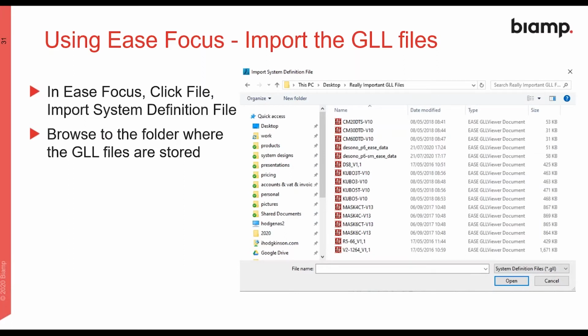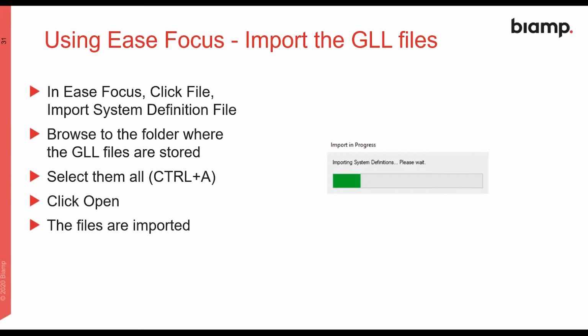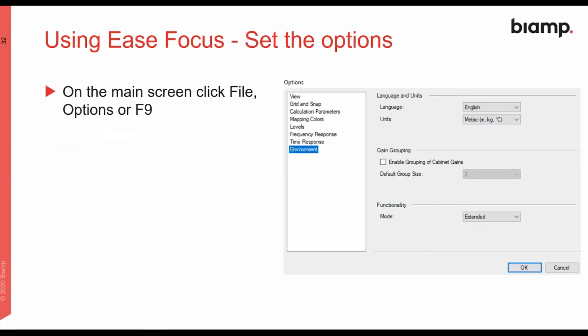So there you see a list of all of the GLL files that I've put into that folder. That's not all of them. I just wanted to make an example of all of the different files that we have. You can then select all of them by clicking Control-A. So they're all selected. And when you press Open, the files are imported. So you'll see this bar making progress until all the files are imported.